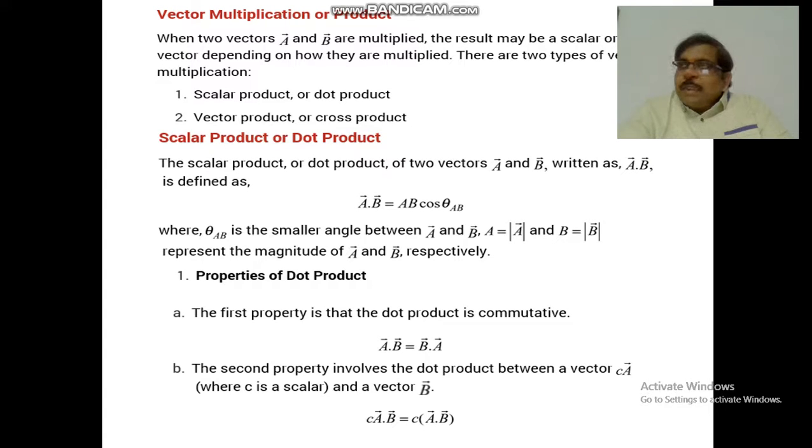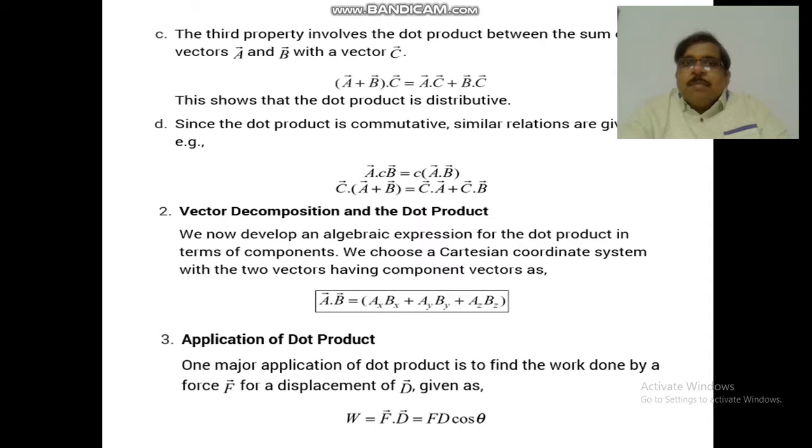The second property involves the dot product between the vector C a bar and the vector b bar. The third property is the dot product between the sum of vectors a bar and b bar with a vector c bar. A bar plus b bar dot c bar is equal to a bar dot c bar plus b bar dot c bar. This shows that the dot product is distributive and the dot product is commutative. Similarly, the relations are given like this: a bar dot c b bar is equal to c of a bar dot b bar, or c bar dot a bar plus b bar is equal to c bar dot a bar plus c bar dot b bar.